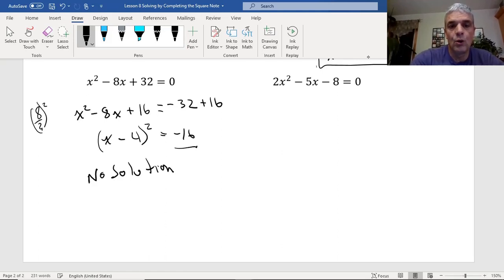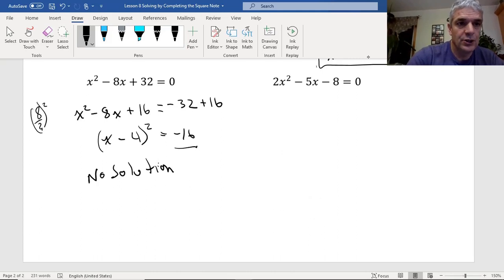And you don't have to go on and write imaginary number answers. I'm okay. Just leave it at no solution. There is no real solution. Actually, that should be really in there. You should write the word real, because there is a fake one.